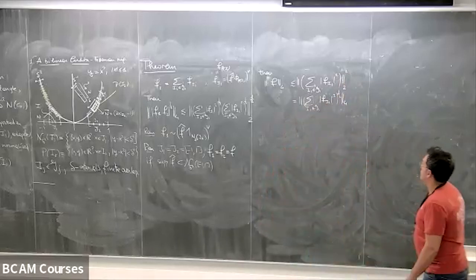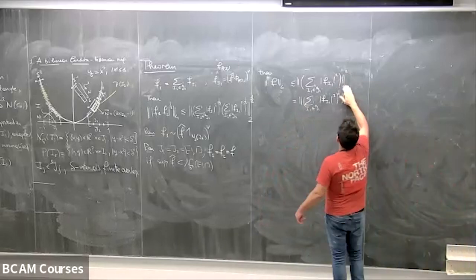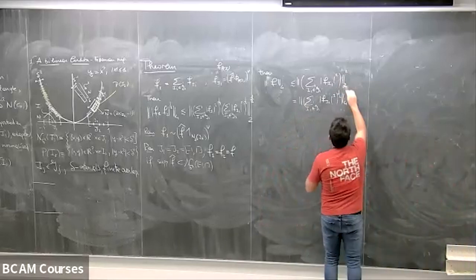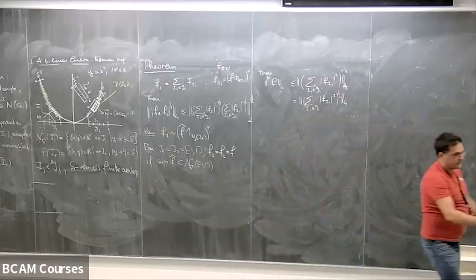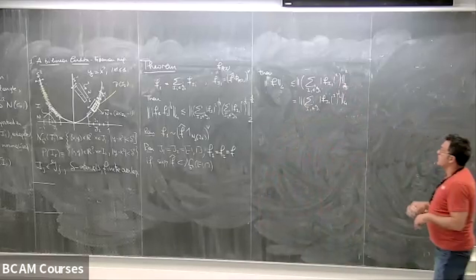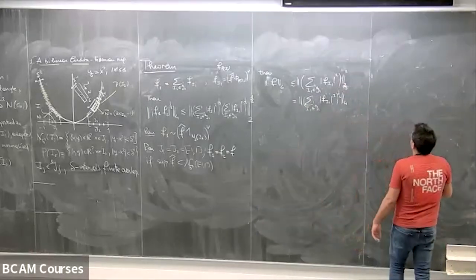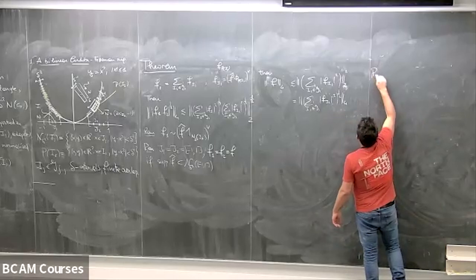Okay, just the same. This 2 is not an exponent. Okay, so this is the classical Córdoba-Fefferman inequality. Okay, I'm going to prove it.